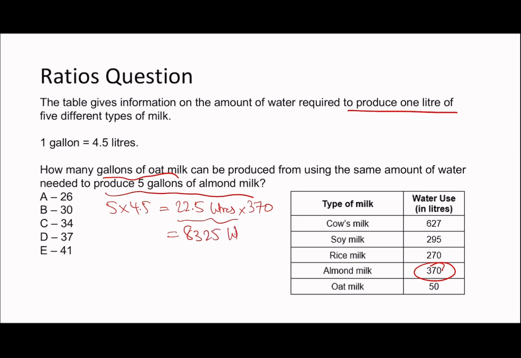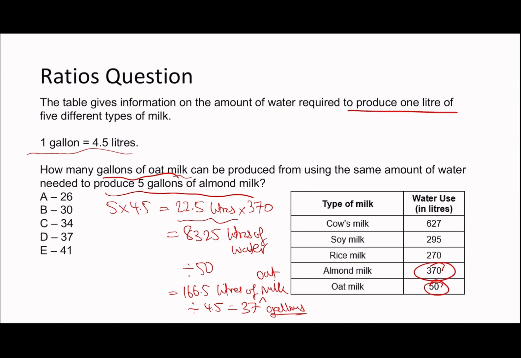8,325 litres of water. So how many gallons of oat milk can you produce with this many litres of water? Well, oat milk is 50, so let's divide this number by 50. 8,325 divided by 50 gives you 166.5 litres of oat milk. And then to get it into gallons, you divide by 4.5, and that gives you 37 gallons. So 37 gallons, answer's D.